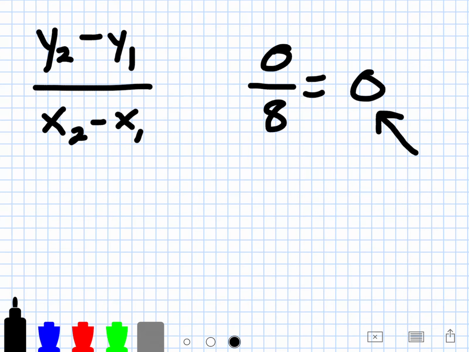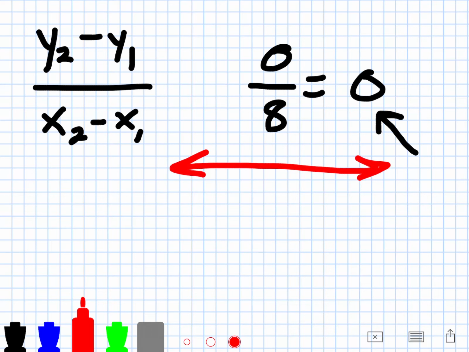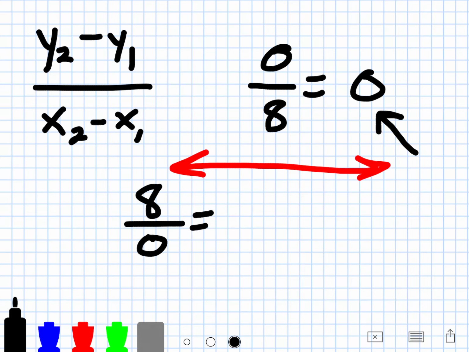What does a 0 slope look like? Well, it looks like something flat, right? So what happens if the 0 is on the bottom? Well, try that on a calculator. Let's see, 8 divided by 0 is... What? Usually you get an error. It says divide by 0 error, or it says it can't do it, or there's some other kind of error. Because if you divide by 0, the universe explodes. And let me explain why.